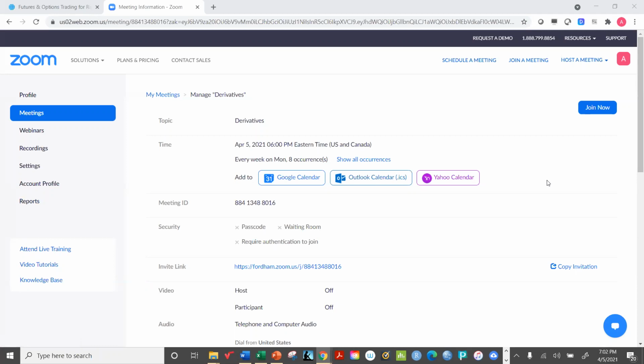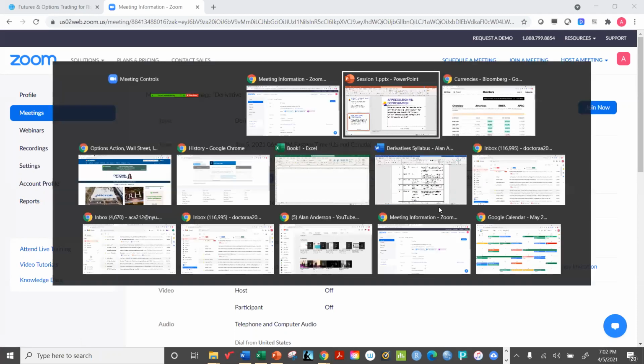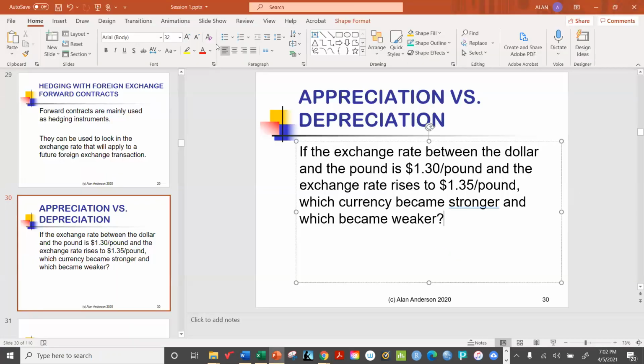All right, the voting is in. Well, it turns out that in this example, the currency that got stronger is in fact the British pound. How do we know that? Because it now takes more dollars to buy a pound. Therefore, the pound is stronger, and that also means that the dollar is weaker as a result.